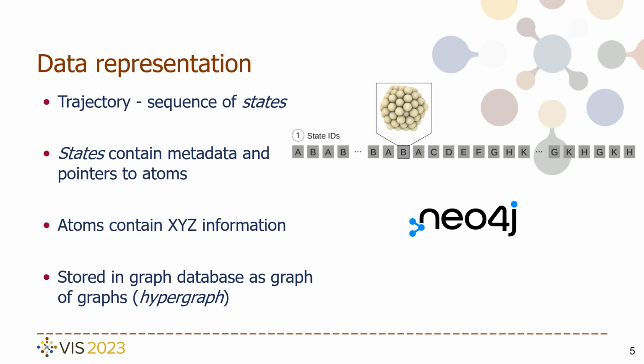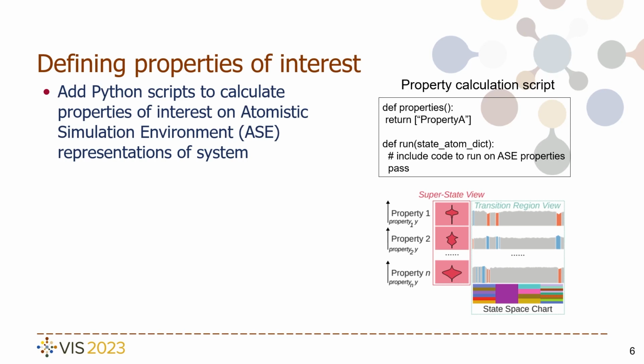This 3D representation of a nanoparticle is one of many forms that it can take throughout a trajectory, and as discussed, it tends to repeat. States contain metadata as well as pointers to atoms, which contain position information, as well as many other types of data. All of this is stored in a graph database as a graph of graphs, which can be thought of as a hypergraph. Before loading a trajectory into MolSieve, analysts must define the properties they want to study.